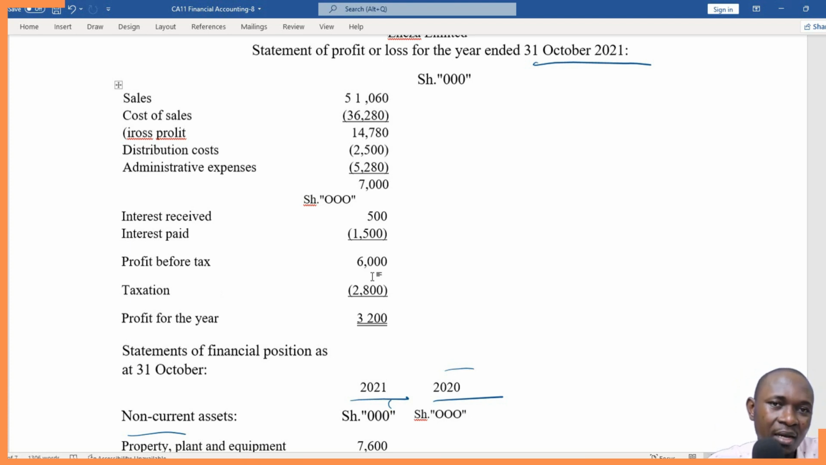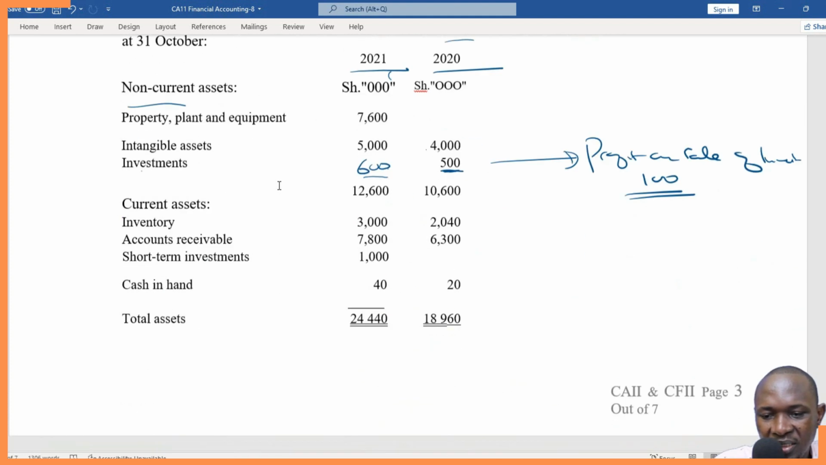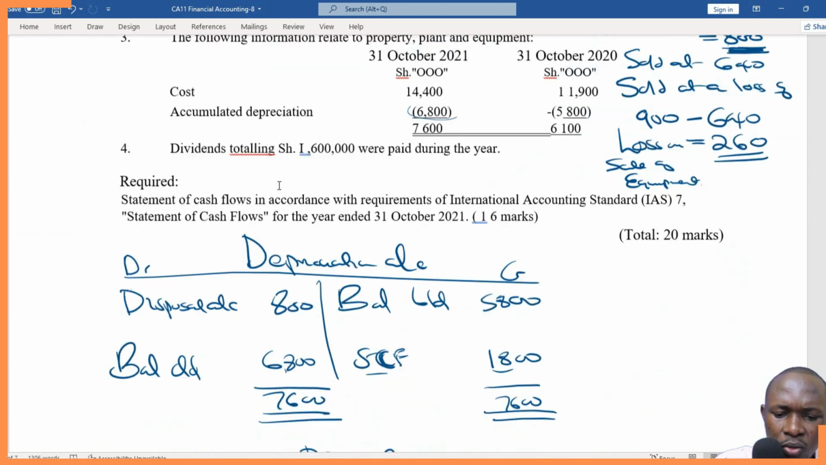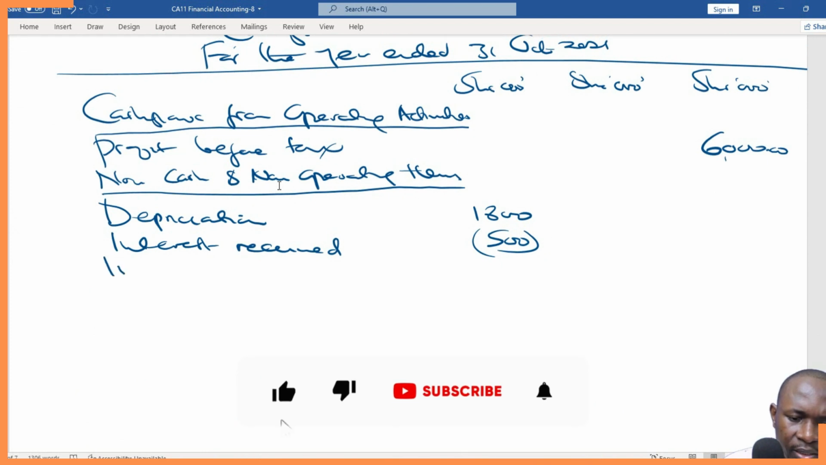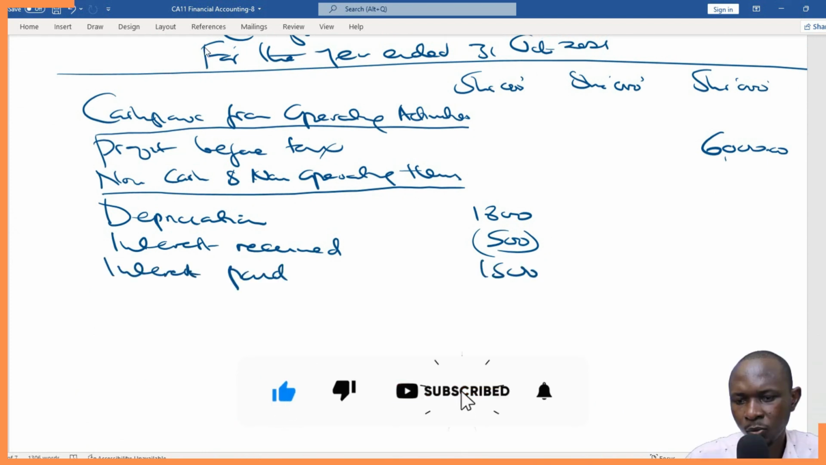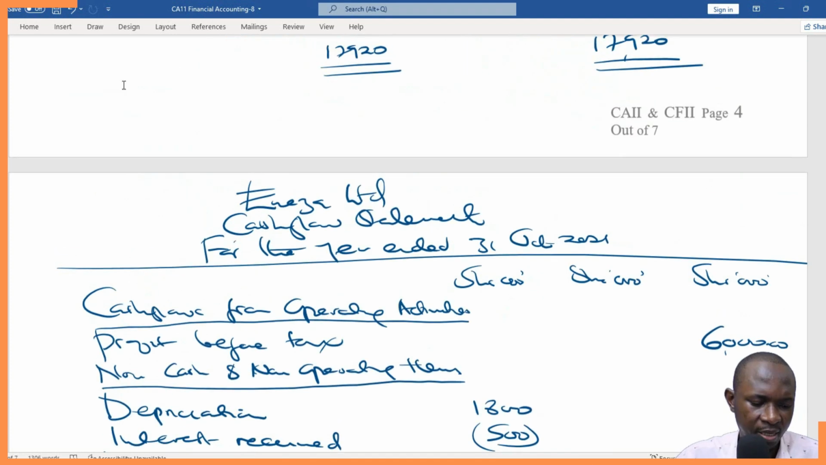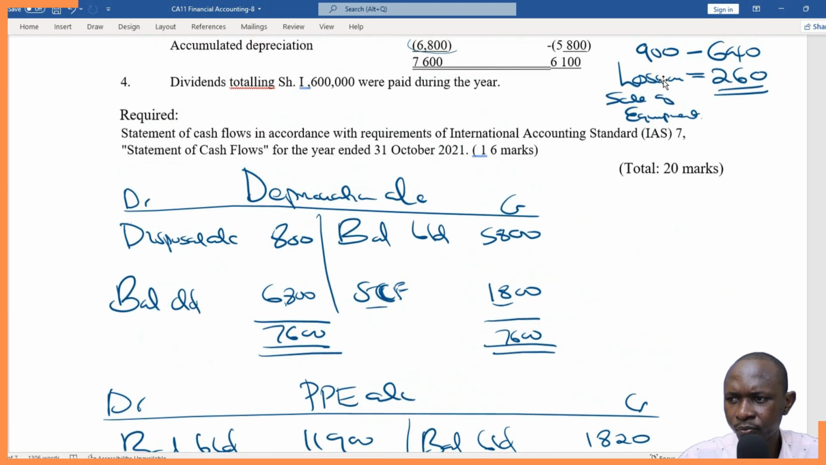How do we return it back? By adding it back. It had been deducted from our profit, so we return it back. The reason is that it's not an operating item per se and shouldn't come at this particular point in time. So we simply come here and say interest paid 1,500. Interest paid 1,500. Then we go back.